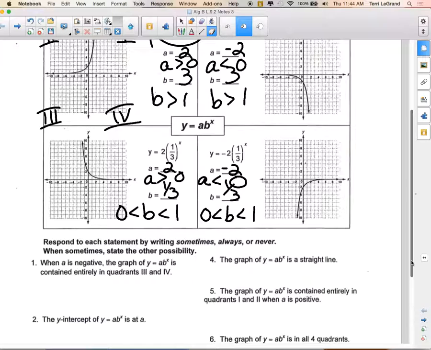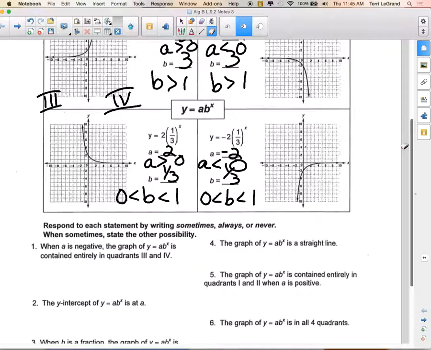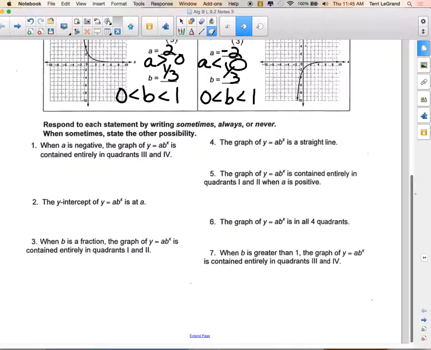Okay, so let's go down here and answer some of these questions. We have to respond by saying sometimes, always, or never. When sometimes, state the other possibility. So when a is negative, the graph of y equals a times b to the x power is contained entirely in quadrants 3 and 4. When a is negative, is the graph in quadrants 3 and 4? Yes, we just talked about that. These two over here on the right, when a was negative, when it's less than 0, there it was down in quadrants 3 and 4. So this would be an always, wouldn't it?